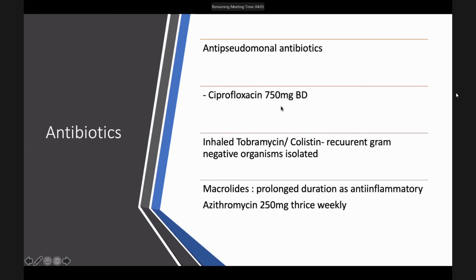First you can try with ciprofloxacin, and depending on the response you can use the other drugs. If the patient has a recurrent gram-negative infection, you can try inhaled tobramycin or inhaled colistin when a recurrent gram-negative organism is isolated. For macrolides as prolonged-duration anti-inflammatory therapy, you can use azithromycin 250 milligram thrice weekly, but you have to monitor for QT prolongation. You can use azithromycin for a prolonged period if the patient has repeated exacerbations.